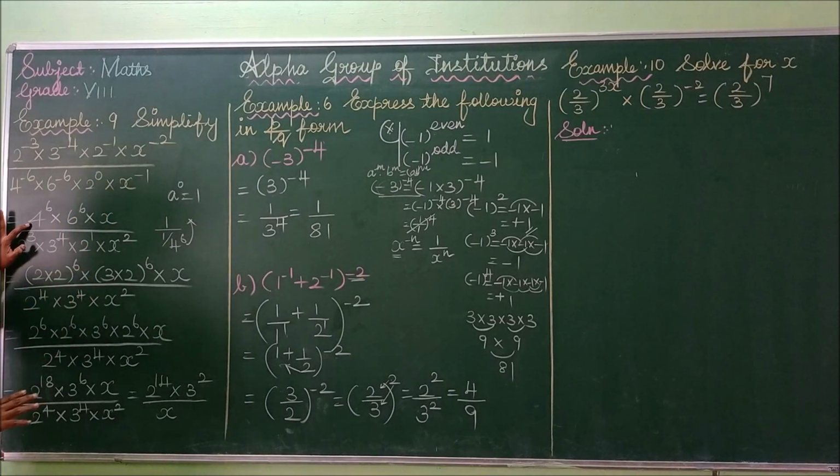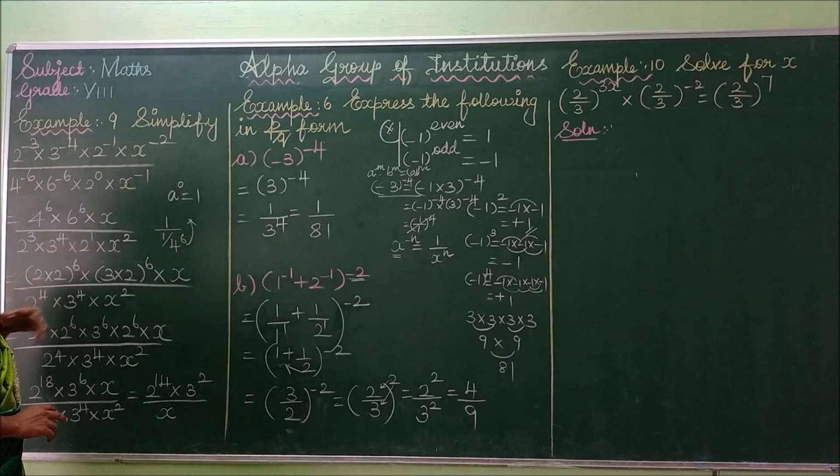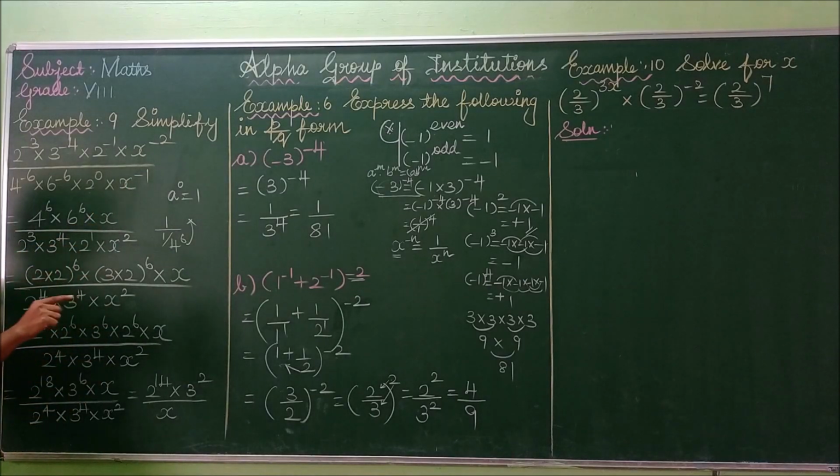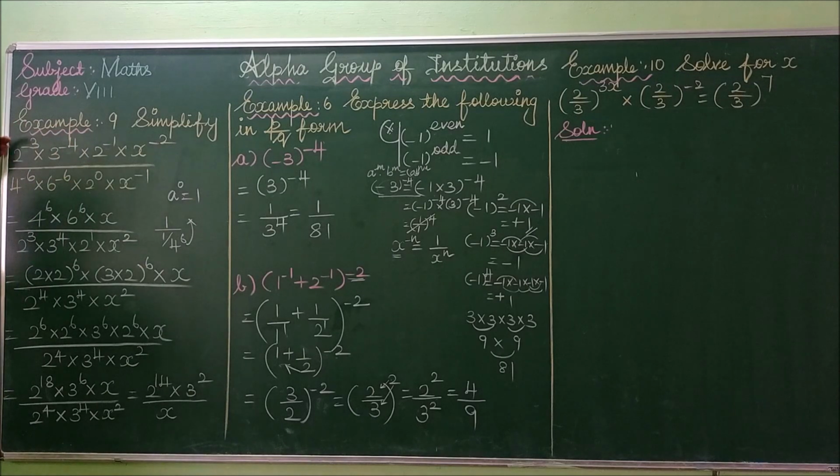So I have negated that 1. X power minus 1. What is x power minus 1? 1 divided by x power 1. So the denominator of the denominator goes into the numerator. So in this problem, all the negative values we have to change so that the value comes to the denominator. The denominator's negative values go to the numerator.